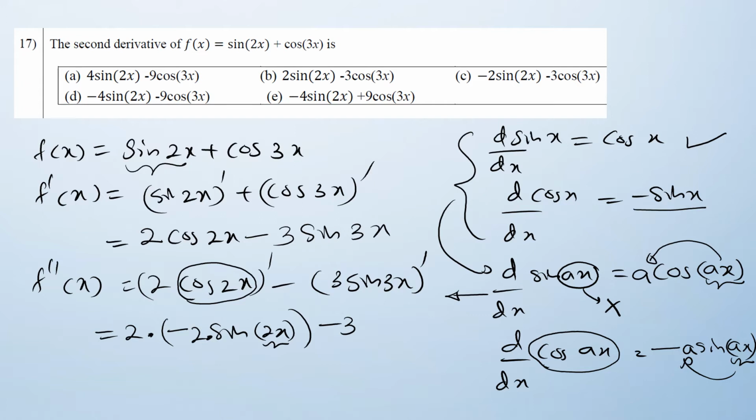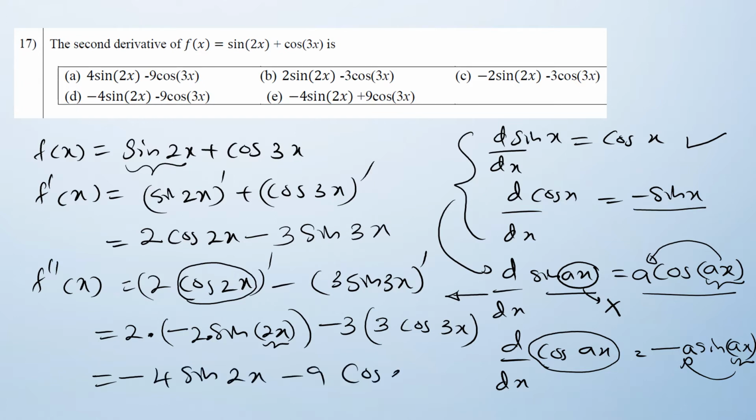Derivative of sin 3x. Sin 3x is of the sin ax form, so we have 3 cos 3x again. When you simplify this, what we have is minus 4 sin 2x minus 9 cos 3x. That is there in choice D. So the answer is only D.